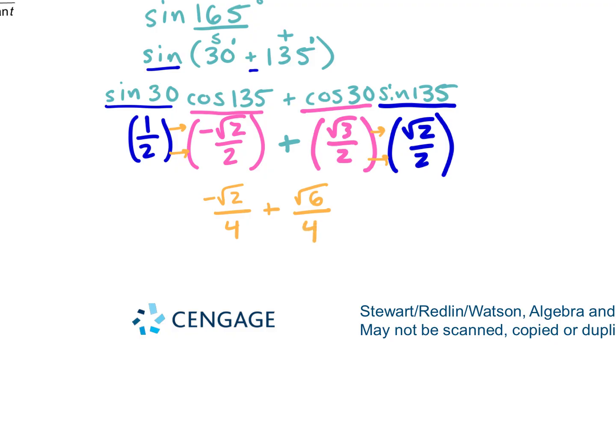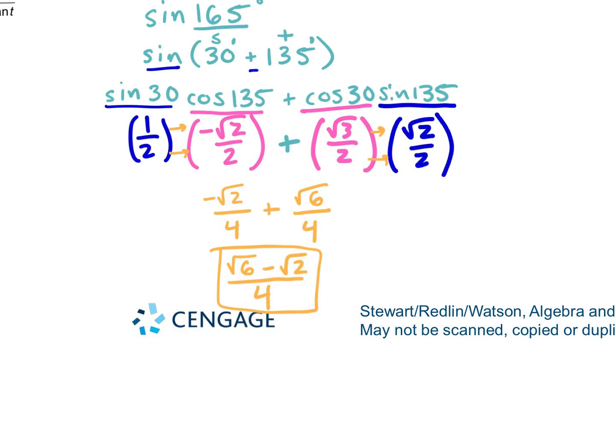Now we have a common denominator, so we can add these together. So you could either say negative square root 2 plus square root 6, or I'm just going to change the order and say square root 6 minus square root 2. Can we add these together? No. They don't have the same number underneath, so you can't combine them. You just got to leave it separate like this. We just combine them with the same denominator.